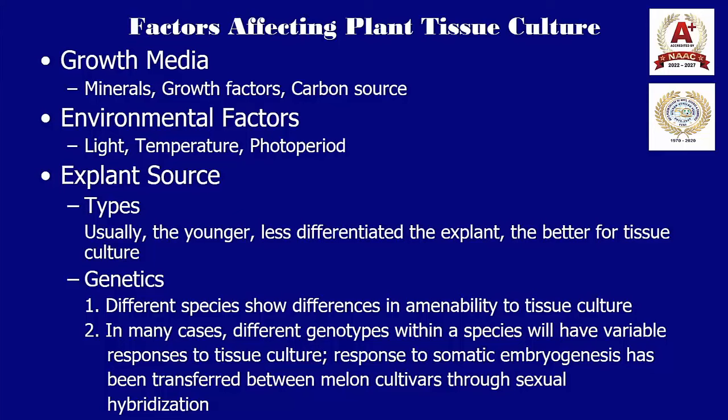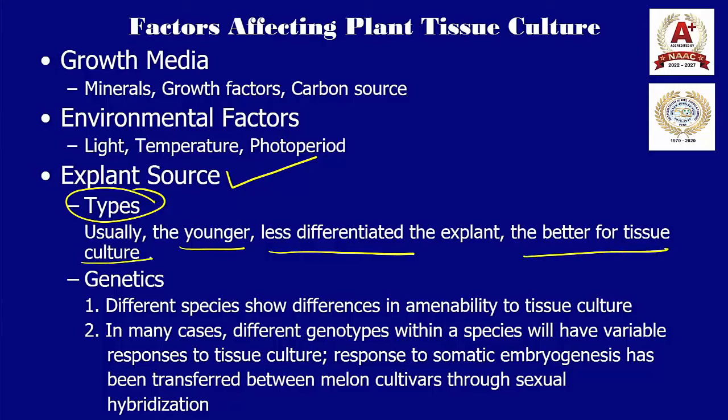The next factor is environmental factors. These play a key role in plant tissue culture techniques: light, temperature and photoperiod. These three factors affect plant growth and development. In addition to that, the next source is the explant. Here we have to consider different types of explants. Usually a younger, less differentiated explant gives a better tissue culture response, and different sources of explant lead to different results.